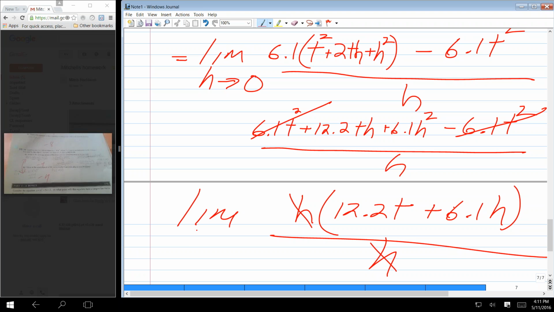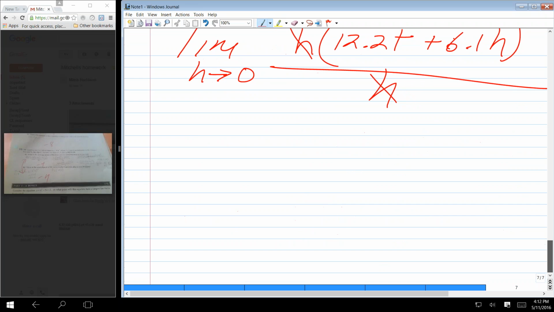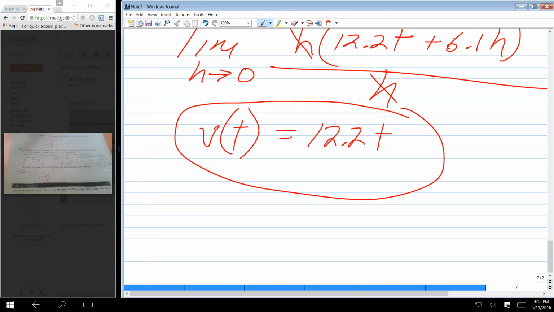Now, what is the limit of this as h goes to 0? Isn't it just 12.2 t? Correct. Now, that's your velocity function. In other words, the velocity as a function of time is 12.2 t. Now, notice how powerful that is. If you want, their particular question says, what is v of 5? In other words, after 5 seconds, what is v of 5? 61 feet per second.